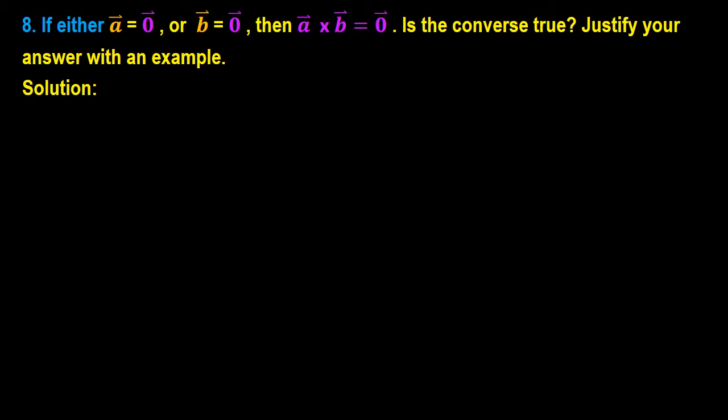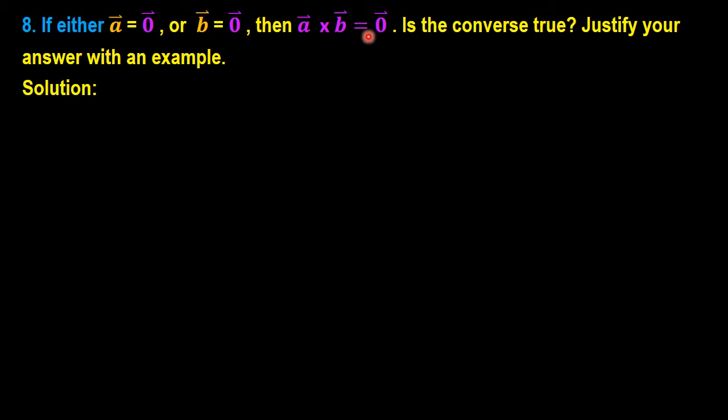Now let me solve question number 8, and the question is: if either A vector equals the 0 vector or B vector equals the 0 vector, then the cross product of A with B will be the 0 vector. Is the converse true? Justify your answer with an example. So according to the question, if either of A or B is a 0 vector, then the cross product of A with B will be the 0 vector.